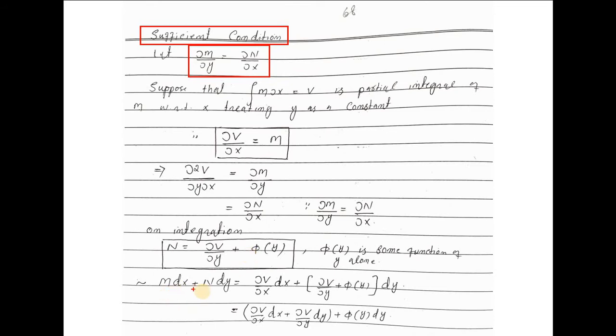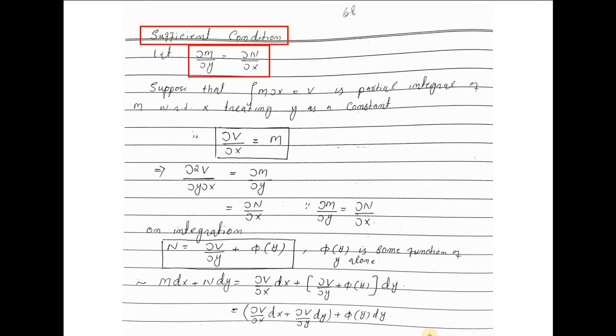Now taking this equation, putting the value of m equal to del v over del x, this is the value of v. So for m we put its value, and here we have the value of n. Now simplifying, we get del v over del x into dx plus del v over del y into dy plus pi of y into dy.